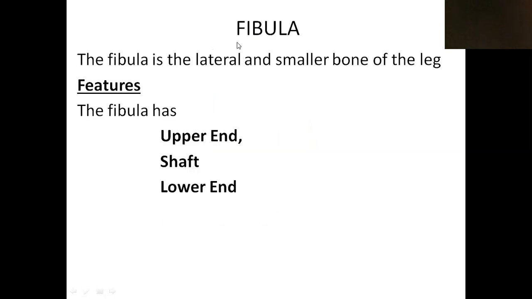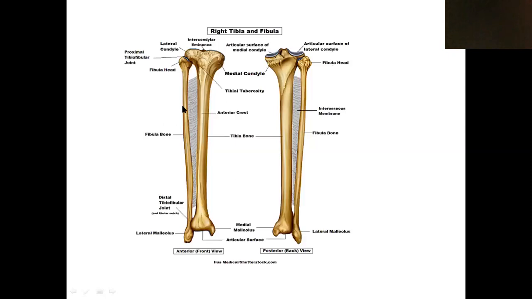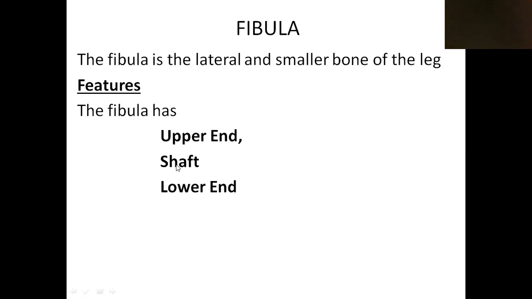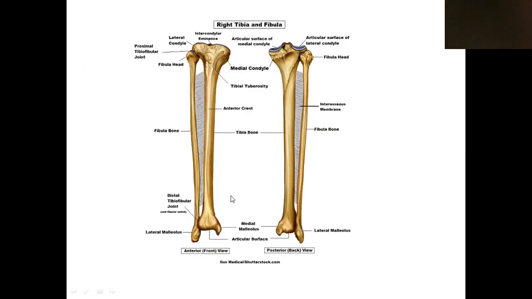Now we are moving to the fibula. Fibula is the lateral bone of the leg. It is also a long bone, no doubt. Long bones have two ends and one shaft. So it has an upper end, a shaft and a lower end. See, this is the upper end. The upper end is expanded, and the superior surface of this upper end is articulated with the tibia.